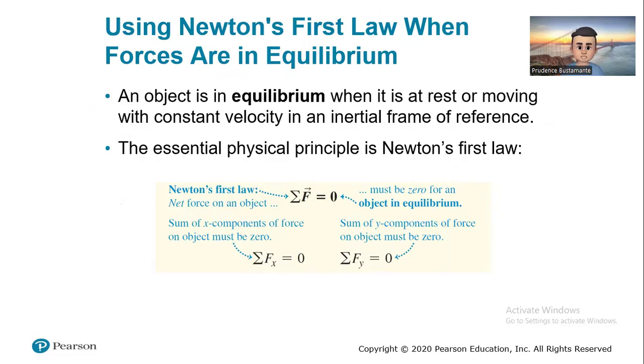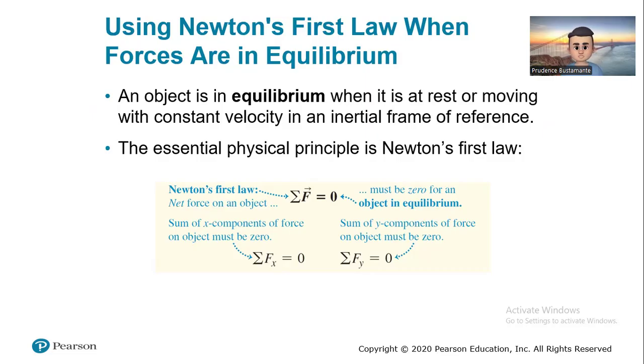Okay. So the first law that we're going to discuss is Newton's first law of motion. Using Newton's first law, when forces are in equilibrium, so we discussed what equilibrium means, it means that your particle or system is either at rest or moving with constant velocity. Of course, it must be in an inertial frame of reference, meaning not an accelerating frame.